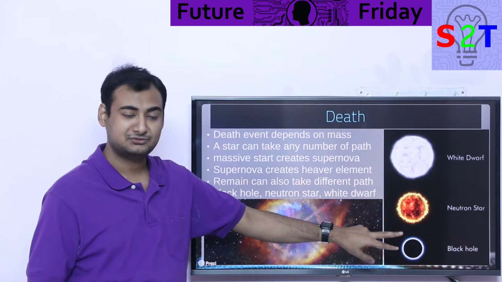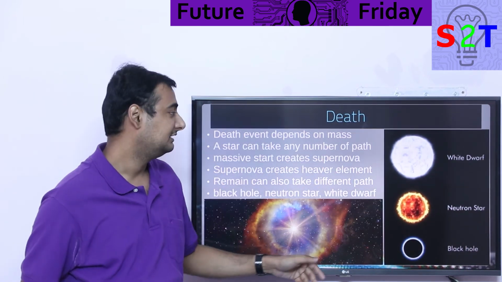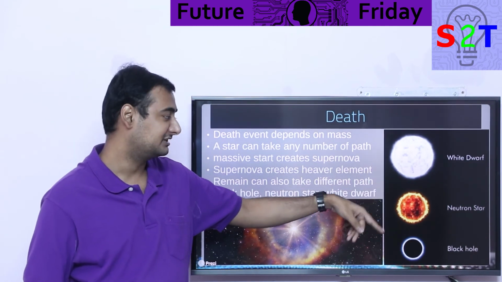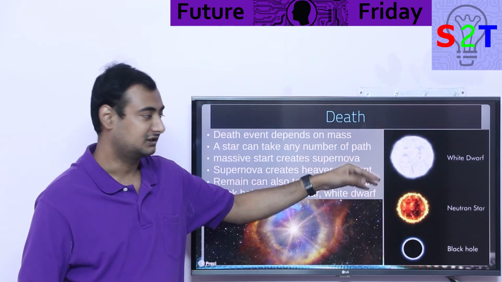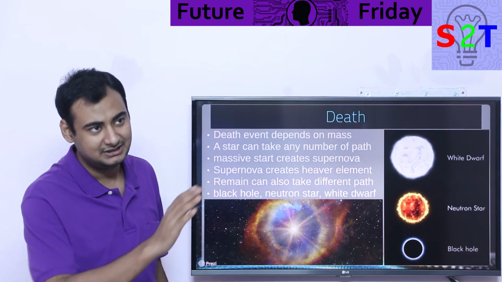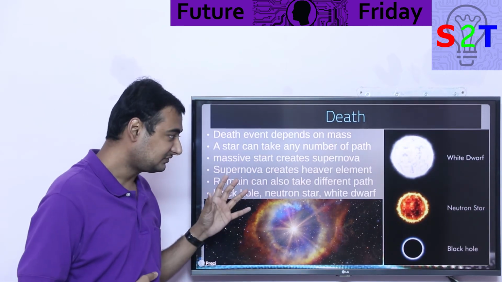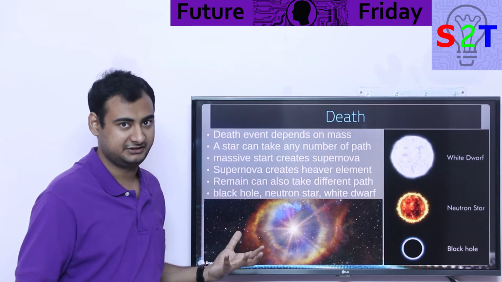Now, neutron star to black hole, they are very close to each other. We can definitely predict whether it's going to be a white dwarf or a neutron star, but we cannot predict whether it will be a black hole or a neutron star. White dwarfs are generally very easy to predict, based on star size. So these are the outcomes after death.